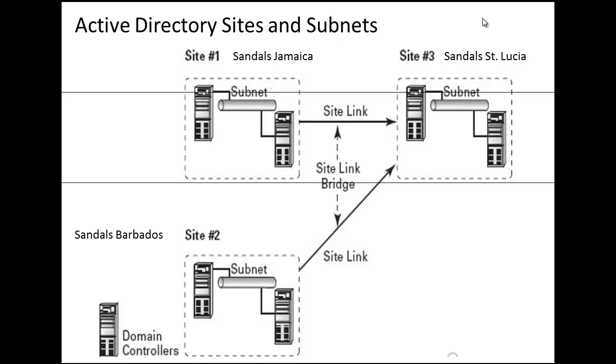For example, we create a site called Sandals Jamaica. And in this site, we need to add a number of things. We need to add some domain controllers, and we need to add subnets. A subnet is merely a section of the network. So you have the whole Sandals network, but that network is divided up into sections, and we call these sections subnets. So all the client computers, all the domain controllers, and any other object that will be used for replication would be located in that first site, Sandals Jamaica.